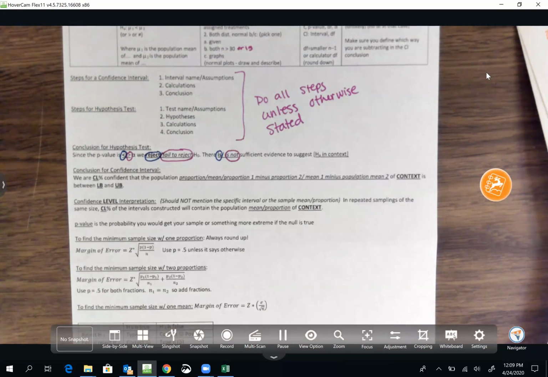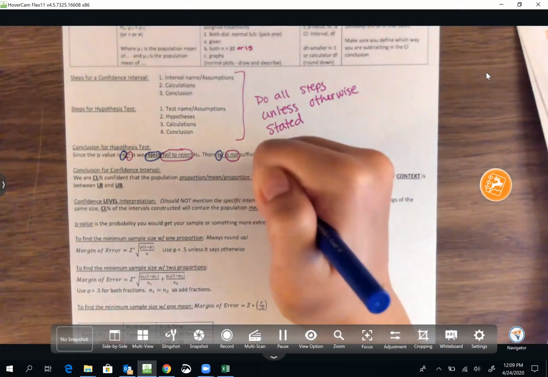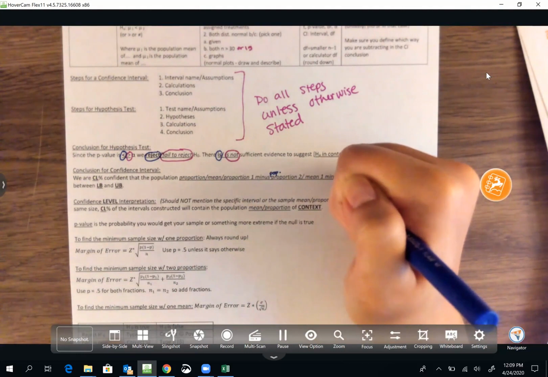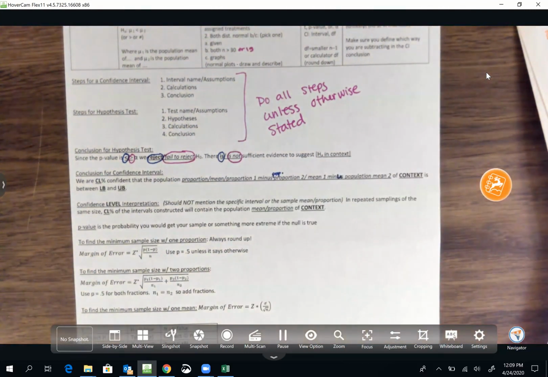Your conclusion for your confidence interval: we are 95% confident, or whatever percent confident, that the population proportion 1 minus proportion 2, or population mean 1 minus population mean 2, of context is between the lower bound and the upper bound. It's misspelled there, and population should be here too.